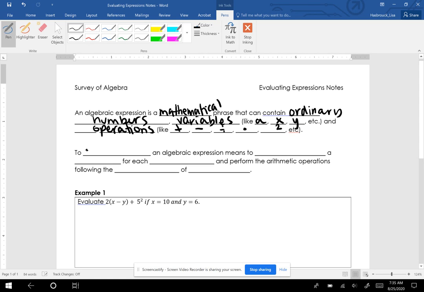Now, to evaluate one of these algebraic expressions, it means to substitute a value for each variable and perform the arithmetic operations following the order of operations.